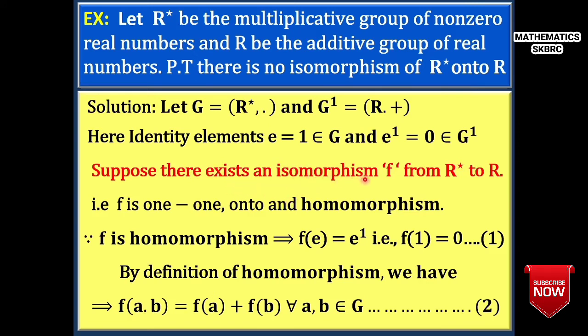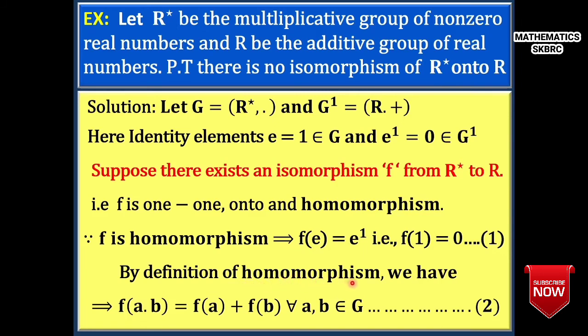Since f is an isomorphism from R star to R, that is, f is 1-1, f is onto, and f is a homomorphism. We know that if f is a homomorphism from G to G dash, then we have f of e is equal to e dash, where e belongs to G and e dash belongs to G dash. G is the domain of f and G dash is the codomain of f. That is, f of 1 is equal to 0, since e is 1 and e dash is 0. It is denoted by equation 1.